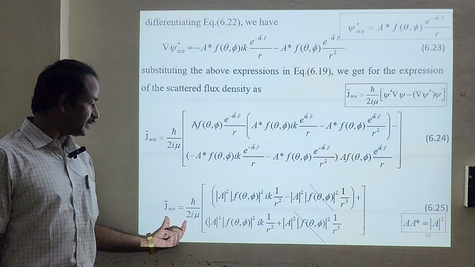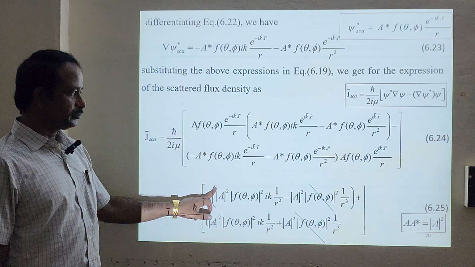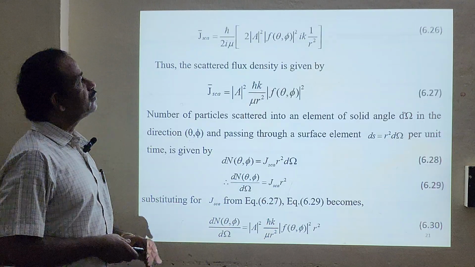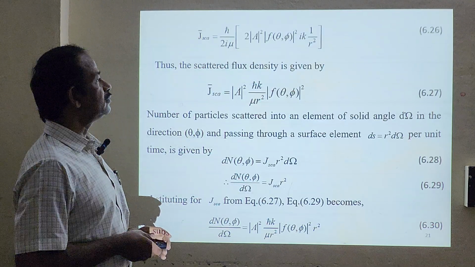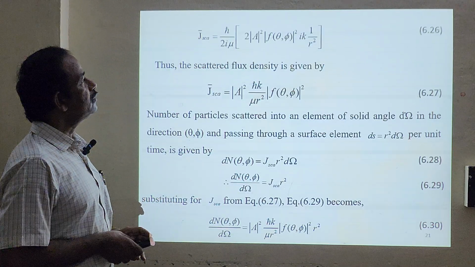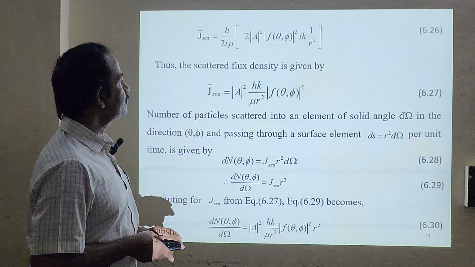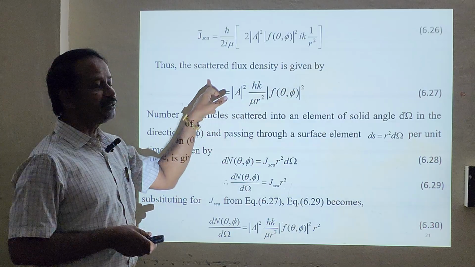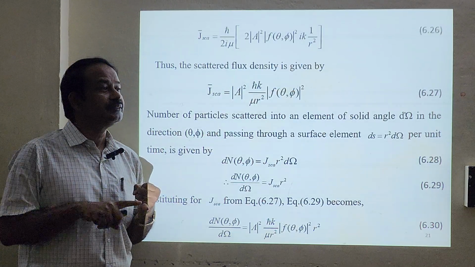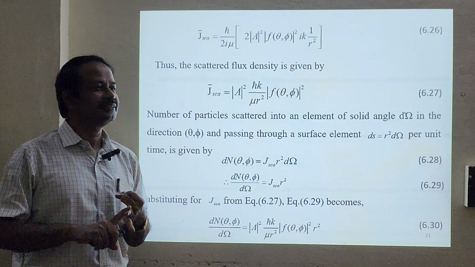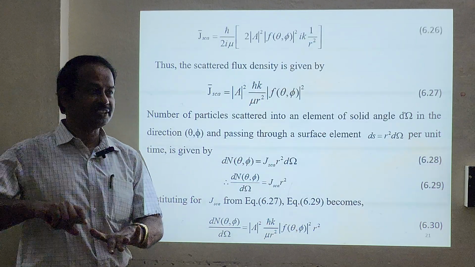So in J scattering we are going to add these two similar terms. Any doubt? When we add these two, we will get exactly this expression, equation 6.26. These two i will cancel. So J scattering will be this expression. So you remember this one. We have computed J incident, we have computed J scattering. Our aim is to find out the relation between scattering amplitude and differential cross section.